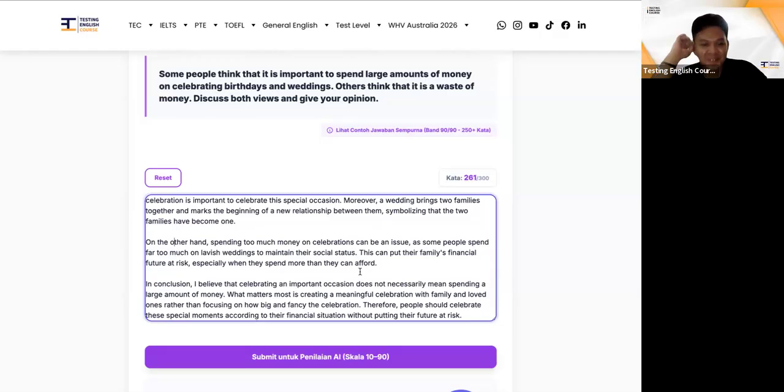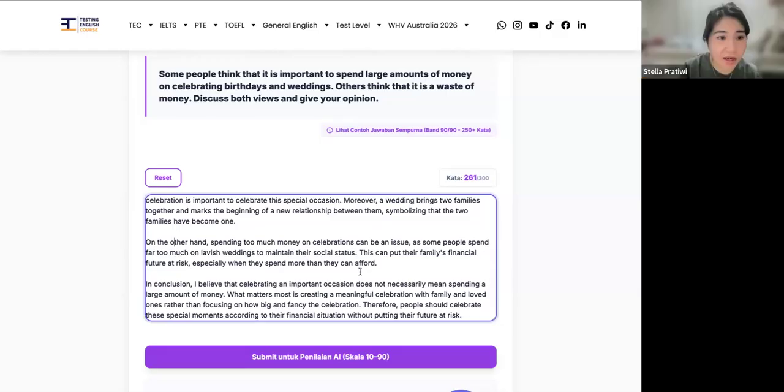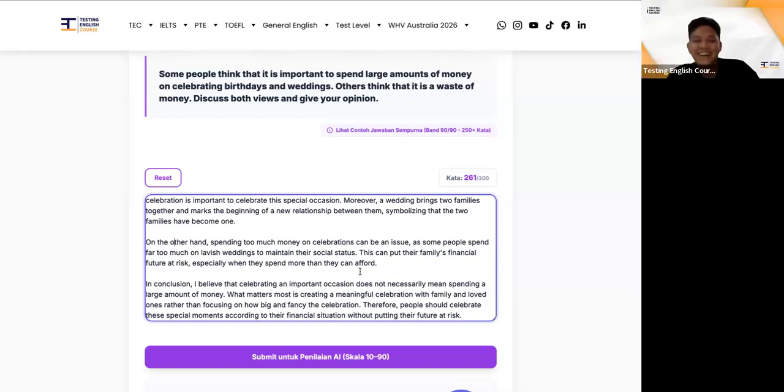In conclusion, oh, I like this one. Is this your first time writing, Stella? Yeah. Oh, wow. I just put the template like one by one. But I like this idea. I like the idea as well as the development of the sentence.